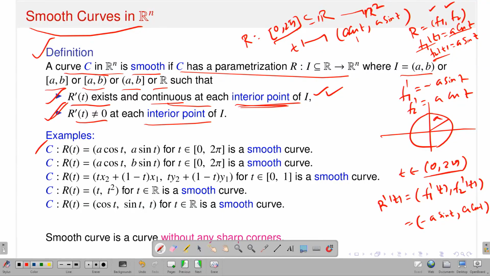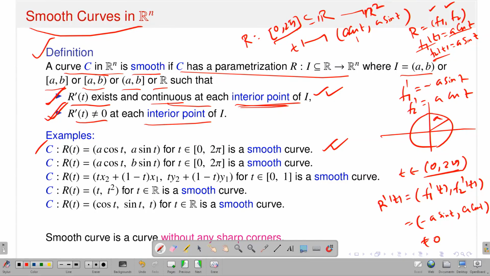That is quite clear, because as t varies over the open interval 0 to 2 pi, one of the components is always non-zero. Sine t and cosine t cannot vanish at the same time. So, it is always non-zero at each interior point. R prime t exists and R prime is also continuous, so the first condition is satisfied, the second condition is satisfied. Therefore, it is a smooth curve.